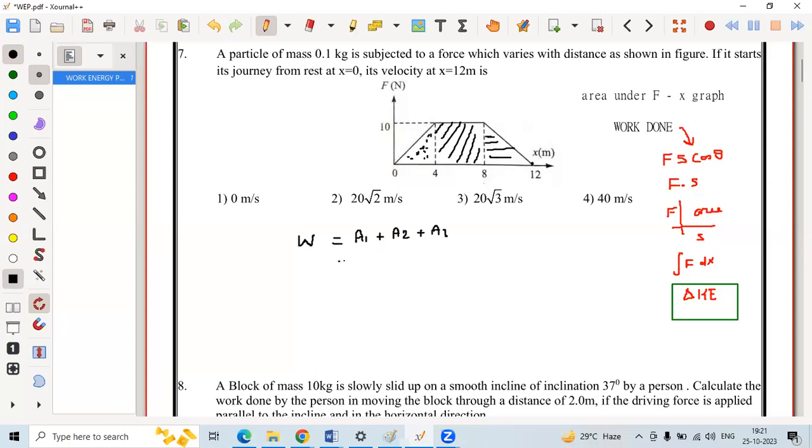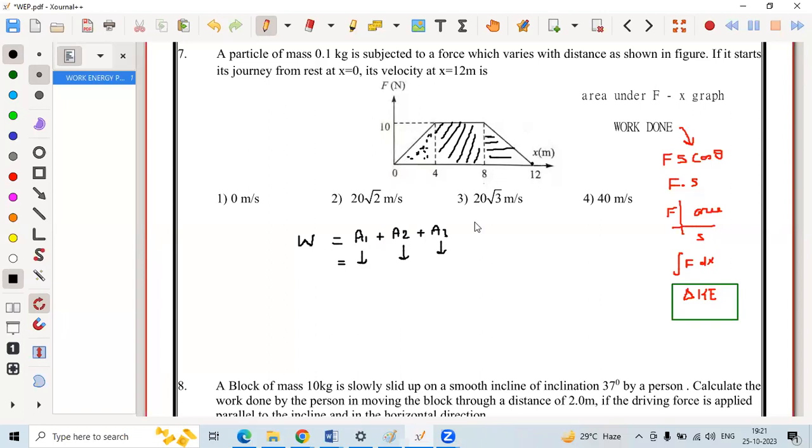What is the shape of A1? Triangle, half into base into height. This is a square or rectangle, length into width. Again the third area is half into base into height. Calculate all 3 and tell me only the total area you got. Then I'll continue. Make it fast.